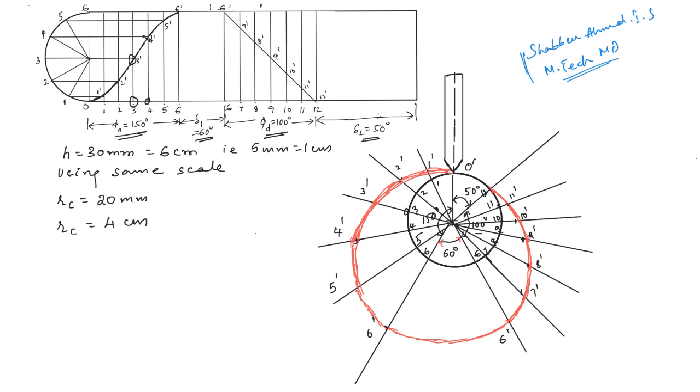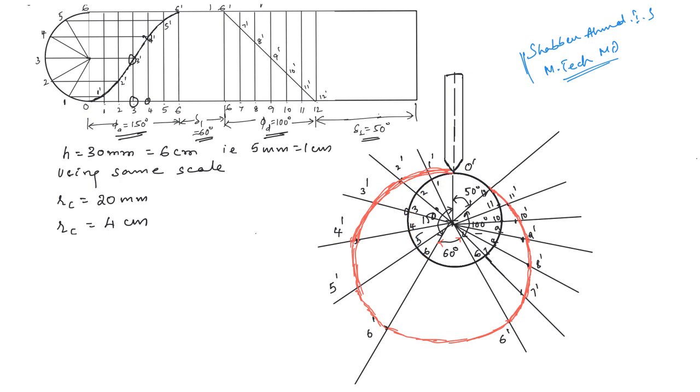Here what we have done is, first we have drawn the circle, and then you mark the angle of ascent, that is 150 degrees, then the first dwell 60 degrees, then the angle of descent 100 degrees, and the second dwell 50 degrees. Now the angle of ascent is divided into 6 equal parts because we have divided the displacement diagram also on the x-axis into 6 equal parts. So you mark the numbers 1, 2, 3, 4, 5, 6.